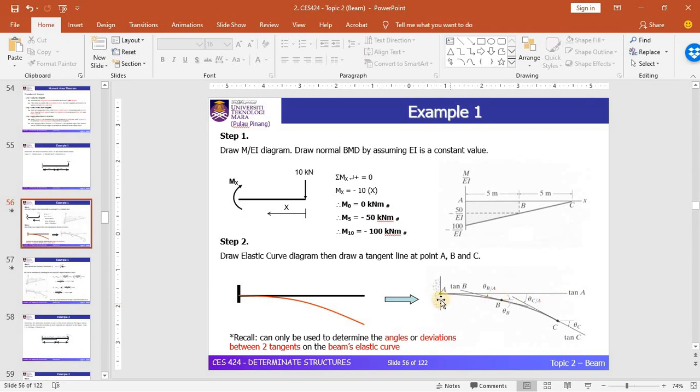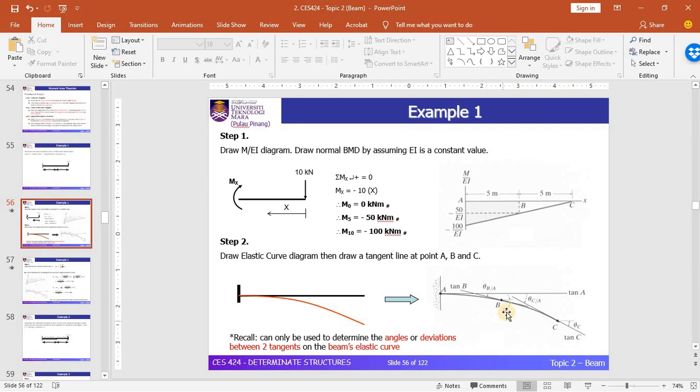The point of touch for this tangent line is at A. The touch point for the tangent line at B is point B. The touch point of the tangent line for C is point C. Once we have drawn the intended tangent lines, you can indicate the angle at B and the angle at C. So this angle at B and angle at C is the angle that we want to determine.